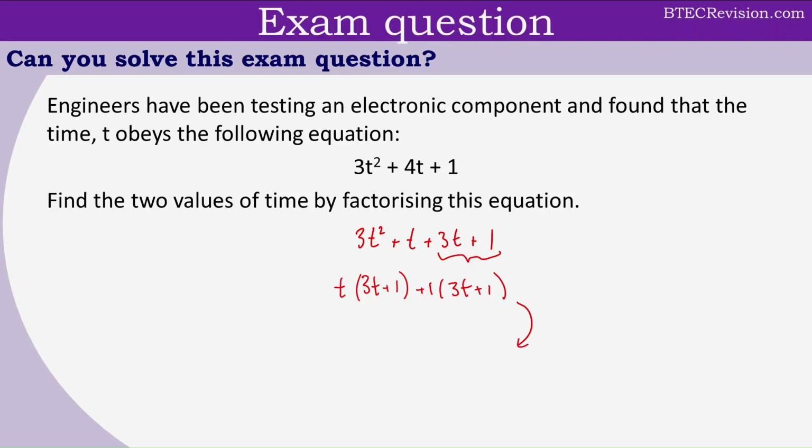We will take this term, 3t plus 1, in brackets, and multiply the other two values in front of the brackets, t and 1, inside the bracket, t plus 1, and that's the final answer.